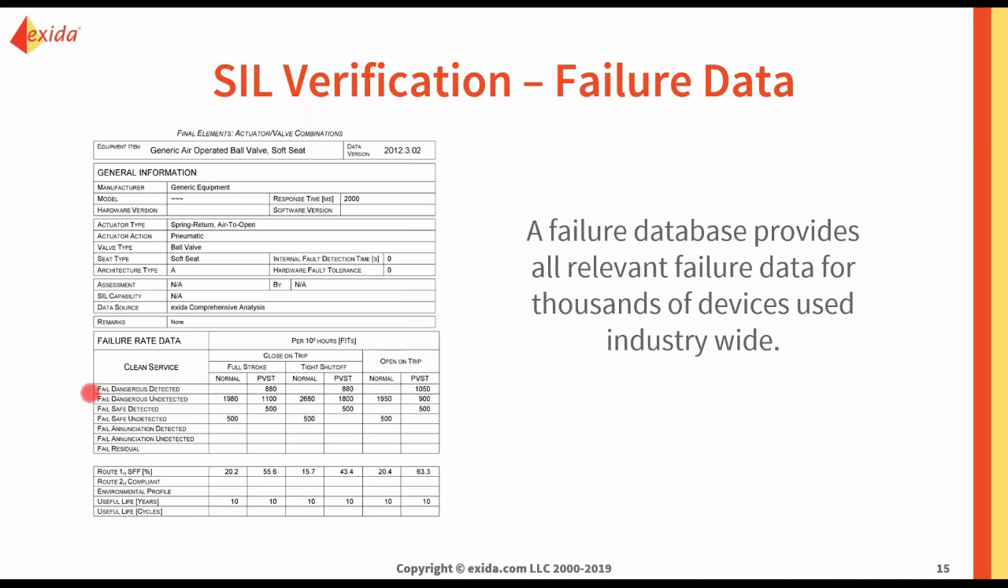And you can see here, each of the failure rates is broken into dangerous detected, dangerous undetected, safe detected, and safe undetected. You also have the useful life here in years. So the useful life for this device is 10 years. This is really good information. Like I said, when you're using it within our tool, it's embedded. So you're just choosing the piece of equipment and indicating how it'll be used in the application, and it's going to pull in the correct failure rates.